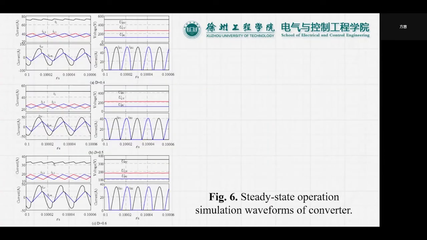Figure 6 shows the primary voltage and current waveforms of steady-state simulation of the three-port IBLLC resonant converter with switching frequency at 50 kHz, and the duty cycle is 0.4, 0.5, and 0.6 respectively. When the duty cycle changes, the operating characteristics of the converter change accordingly.